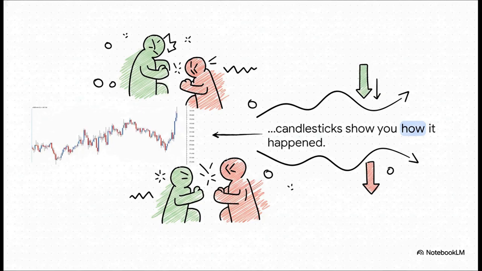But what if a chart could do more? What if it could actually show you the battle between the buyers and the sellers inside that same time period? The tension, the momentum, the moments of pure indecision. Well, that is the incredible power of Japanese candlesticks. They literally turn that flat, boring line into a dynamic three-dimensional story.